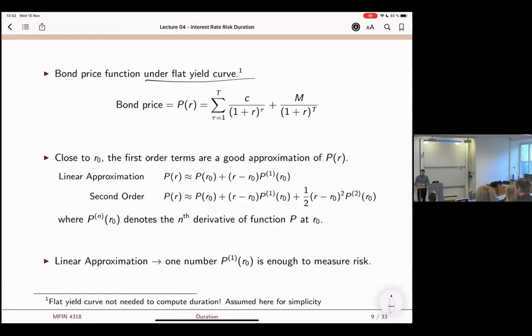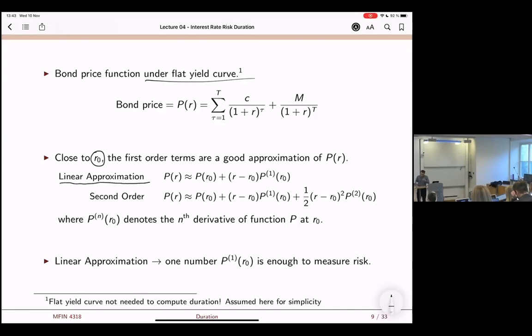So, okay, what we know is that if you choose a certain level of rate, R0 here, and suppose you want to approximate the bond price function close to that R0, right? So suppose R0 is 1%, but that doesn't really matter. So you want to know how the bond price will change close to this 1%. Now, what we know is that you can approximate this P function, which is complicated because it involves inverse powers of the interest rate, with simpler functions, right? And the simplest approximation that you can come up with, as you probably know, is the linear approximation.